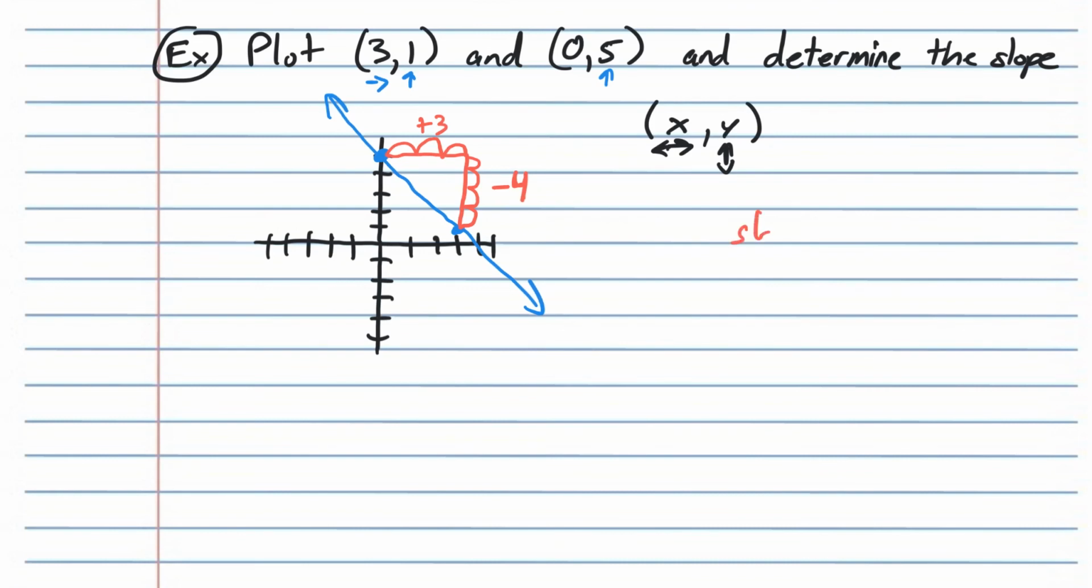So our slope, it's going to be a fraction. And even though we went right and then down, that's not going to make a difference, right? The slope is always up and down on top, left and right on bottom. So our slope is going to be negative 4 over 3. Again, make sure that if the fraction reduces, make sure you reduce it. In this case, it doesn't. So that would be our answer.